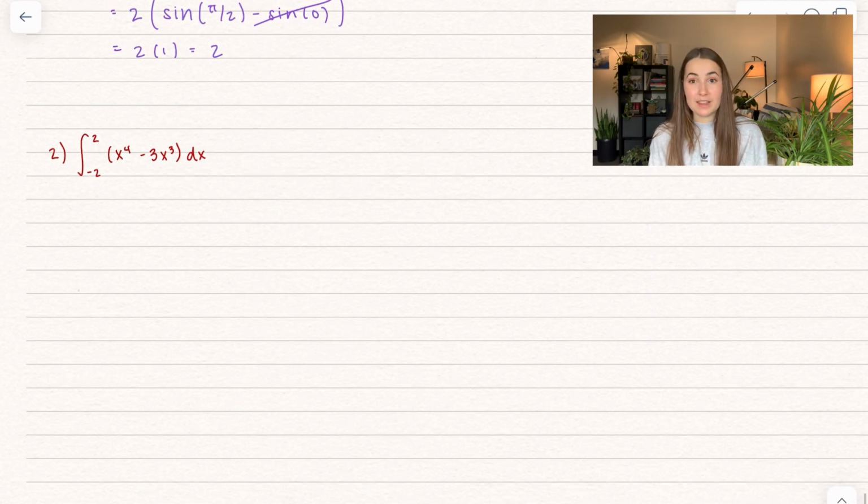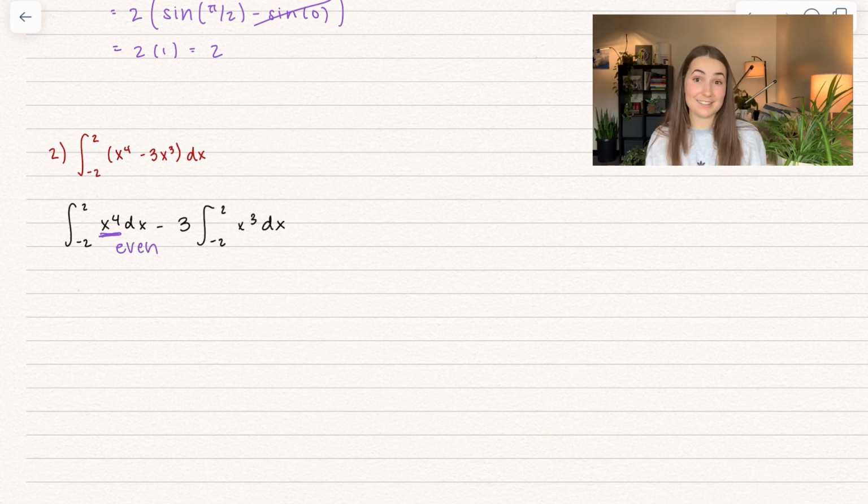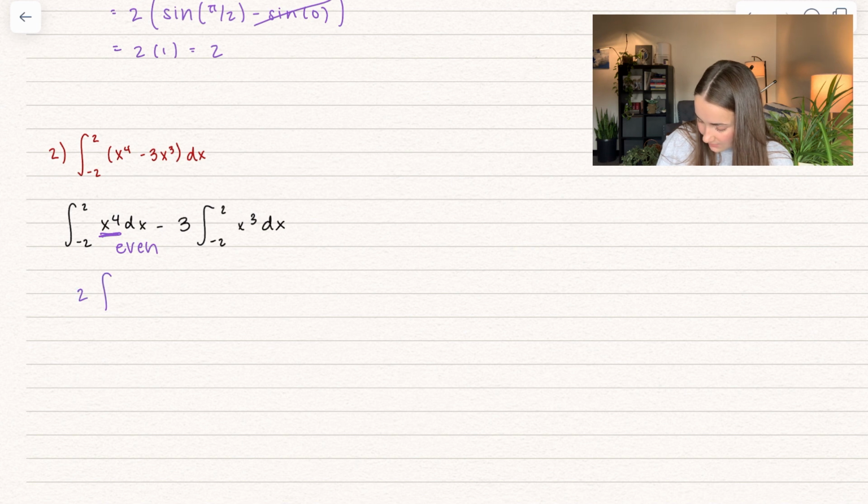We got one more here. We have x to the power 4, which you can probably guess what that is, and 3x to the power of 3. Let's go ahead and separate that into two integrals. Okay, so x to the power 4 is for sure going to be even because we have it raised to an even power. So this is going to be 2 times the integral of 0 to 2 of x to the power 4 dx. Now we have that x cubed is an odd function.